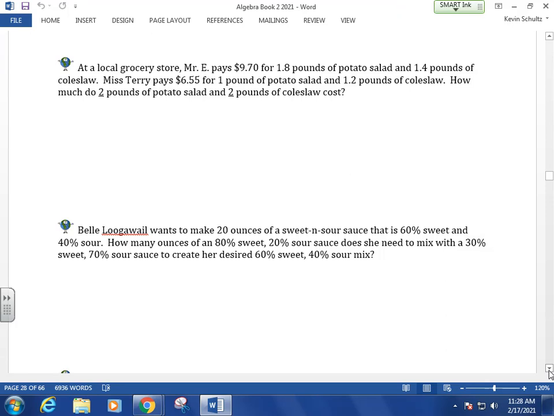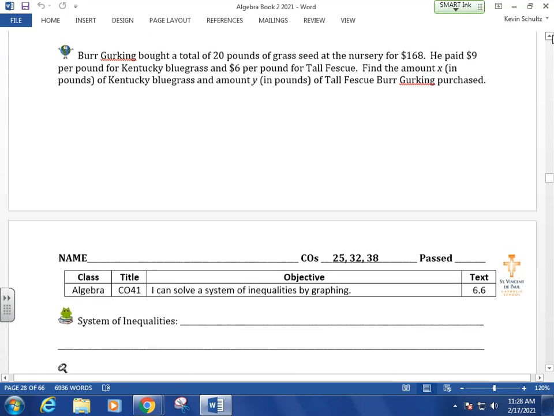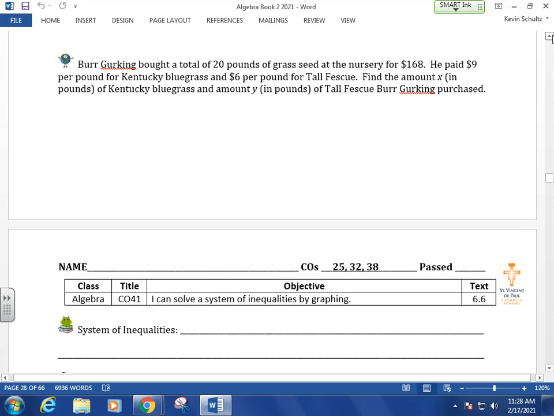We're going to skip beluga whale and head down to Burger King. Burger King bought a total of 20 pounds of grass seed for their new veggie burgers, right? At a nursery for $168. He paid $9 per pound for Kentucky bluegrass and $6 per pound for tall fescue. Find the amount X in pounds of Kentucky bluegrass and amount Y in pounds of tall fescue that Burger King purchased. You don't have to use X and Y if you don't want to. If you want to use K and F or whatever you want to, that's more of a guide, but it's up to you.